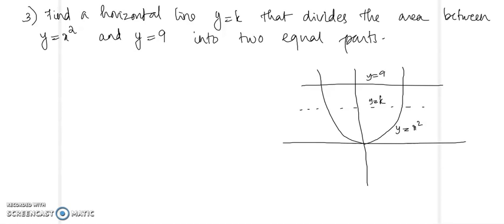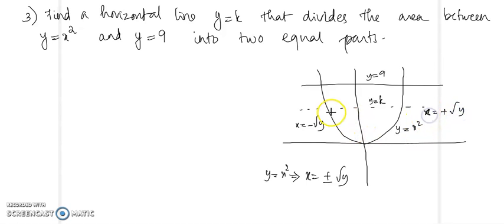So the region is bounded by the curves y equal to x square, then you have y equal to 9. Then we need to find a horizontal line y equal to k such that the area above and below y equal to k, both are the same. So this will be the curve. So you have y equal to x square, so y equal to x square implies x equal to plus or minus root y. So this will be x equal to minus root y, and this will be x equal to plus root y.